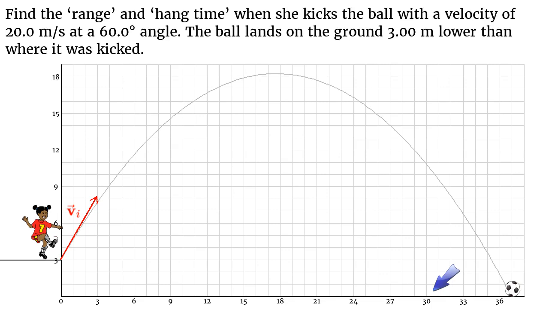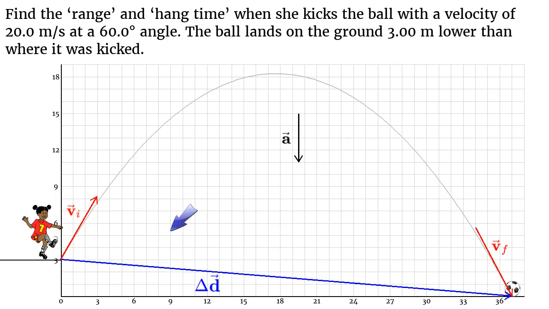I've already drawn in the initial velocity vector. If I draw in the remaining vectors, the final velocity when the ball lands on the ground is pointed down and forward. The acceleration, just like in 1D, is caused by gravity, so it's going to be directed straight down in the negative y direction. And the displacement, we can illustrate that as an arrow starting from the ball's initial position and ending at the ball's final position.